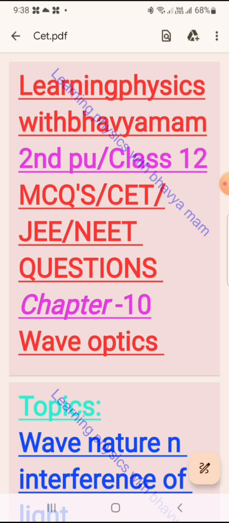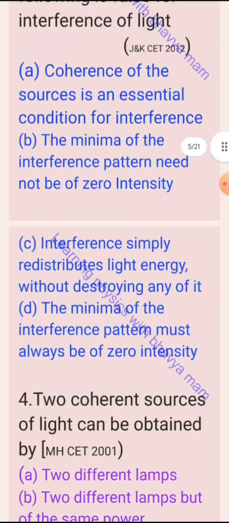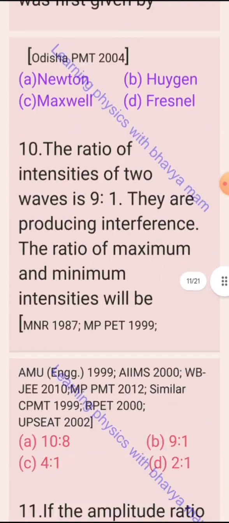Today we are going to discuss second PU or class 12 most important MCQs, CET, JEE, or NEET level questions of chapter 10 Wave Optics. So here are the most important questions of chapter 10 Wave Optics.